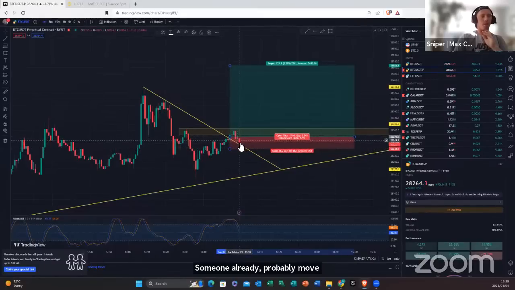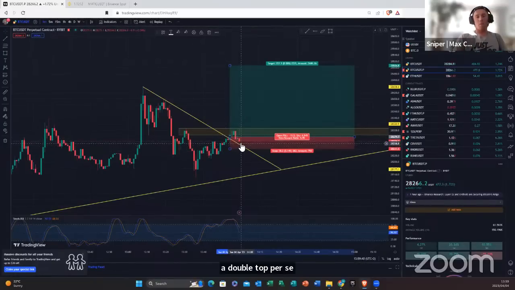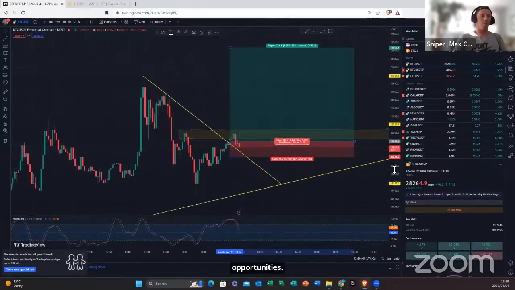This could just be a retest right now, like we have on Sheldon's trades, where you break out of a trend line, you come out, you retest. But because we've formed a double top per se, I'm going to just tighten up here because if you're on a 1 minute chart, you're going to have way more opportunities, and you don't want to be losing your money every time. So rather take the hit with as little money as possible.